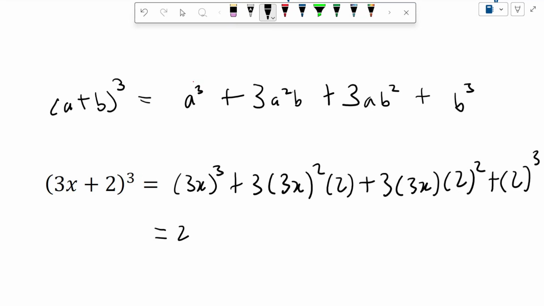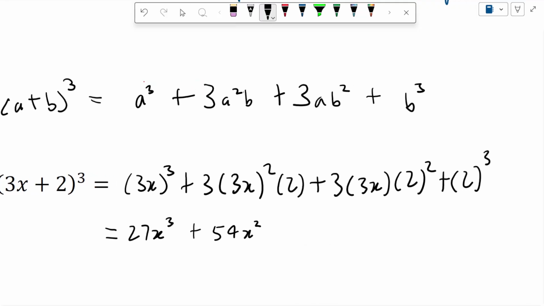(3x) cubed is 27x cubed. You have to make sure that you cube the 3 as well. This one here, let's see, is 27 times 2, so that'll be 54x squared. 3 times 3 is 9, times that by 4, so you get 36x. And 2 cubed is 8. Done.